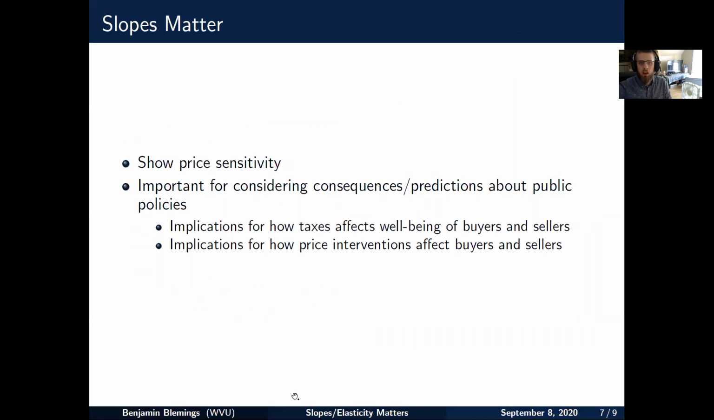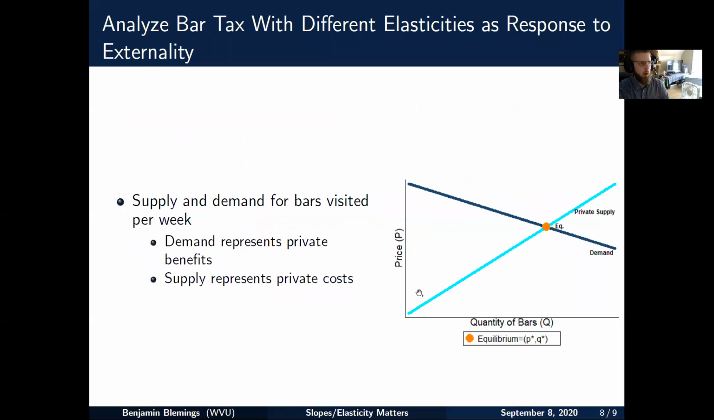And then the last thing we need to talk about, which we'll talk about more on Thursday, is how the slopes of supply and demand matter. So it's important for considering consequences and predictions about public policies. It has implications for how taxes affect the well-being of buyers and sellers and how price interventions affect the well-being of buyers and sellers.